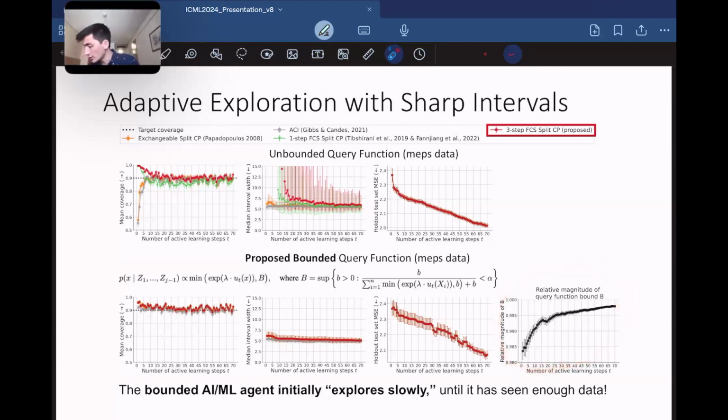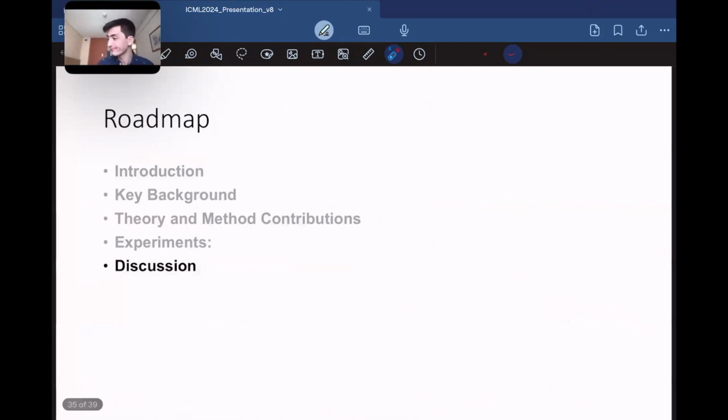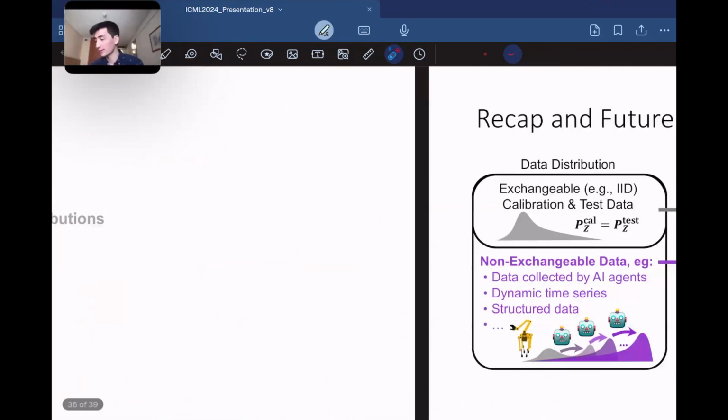And so if we chart the relative magnitude of this bound we're putting on the exploration strategy, we can see it increasing with time. And so this is, I think, kind of cool, basically showing that the bounded agent is initially exploring more slowly before it's seen enough data to then be more aggressive. And it seems like in these experiments that the decrease in mean squared error is comparable to the unbounded query function, just with greater variability in that drop.